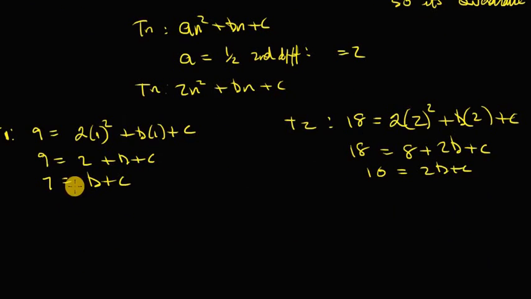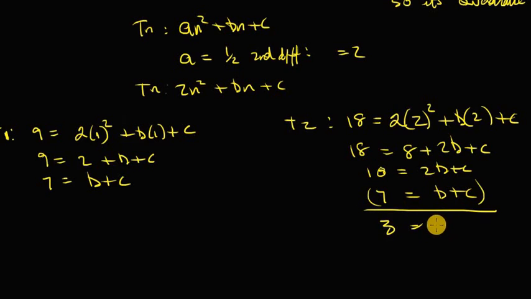Now, if I bring this one over here, that's a 10. I've got 7 is equal to b plus c. So I'm going to subtract this from this one here. 10 minus 7 is equal to 3. 2b take away b is equal to b. And c take away c is 0. So I've now got the value for b. So b is equal to 3.